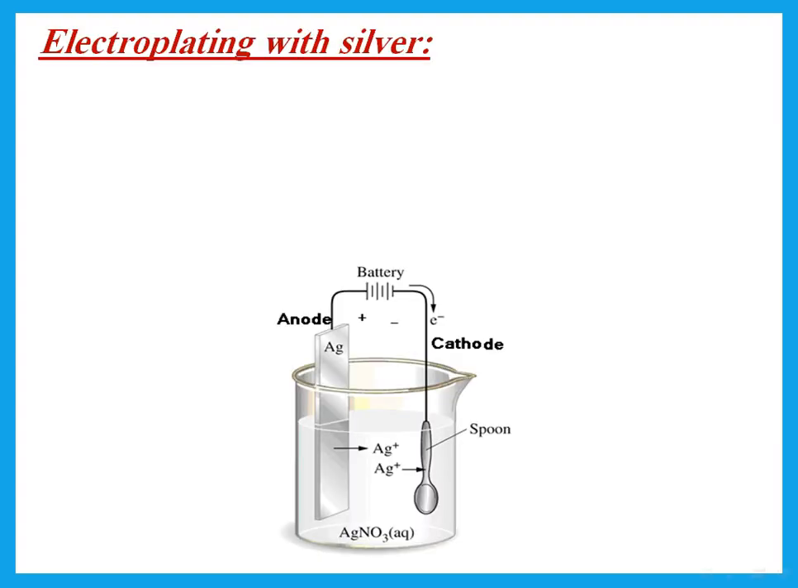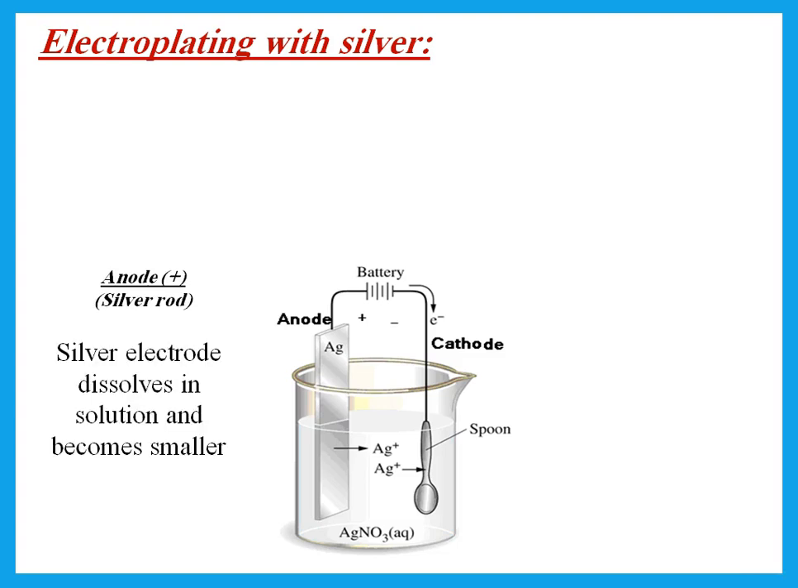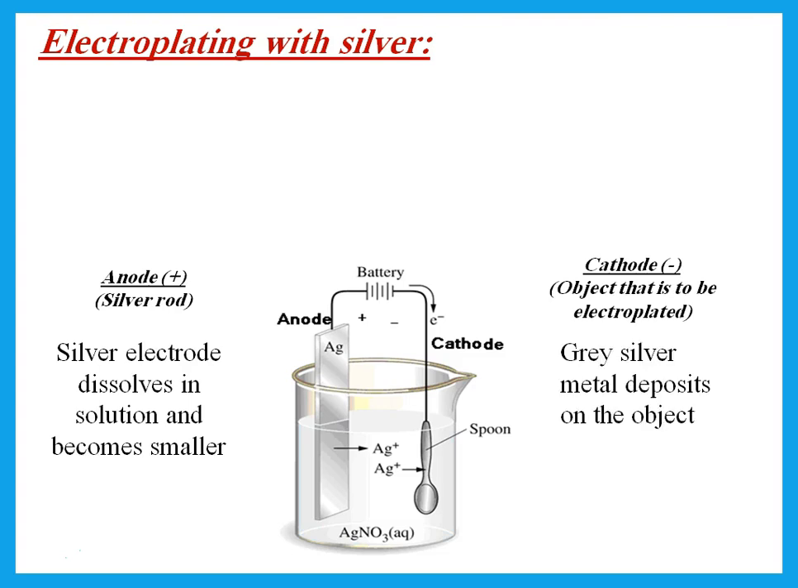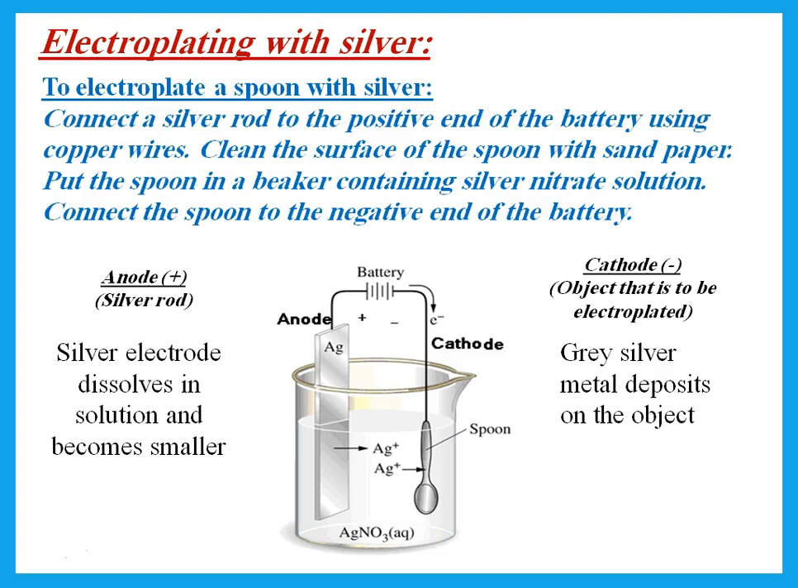Now, electroplating is covering a metal with another metal using electrolysis. So if I have a spoon and I want to cover it with silver, now I put a silver rod at the positive. So the silver rod is the anode and my spoon is the cathode. What happens is the silver dissolves from the anode, so the silver electrode becomes smaller. The silver ions go to the cathode and cover the spoon, so I get a gray silver metal dissolving, depositing on the object. How do we do that?